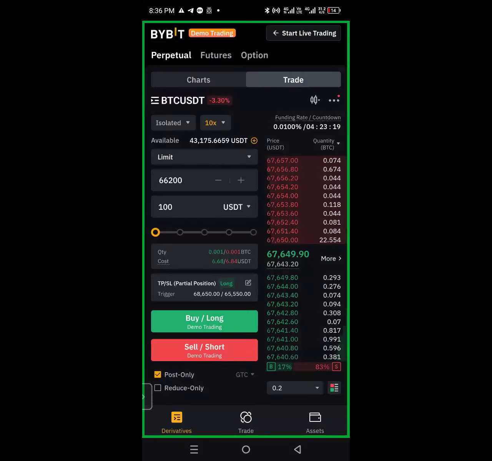Now let me come back here to explain the reason why we are using 100 USD and the reason why your cost is below 100 USD. Now your cost shows 6.68, and what's actually here is 100 USDT. The reason why your cost is lower than your order value is because of the leverage, the advantage of the leverage tool on Bybit. Normally on MetaTrader, you want to take a trade on BTC USD.